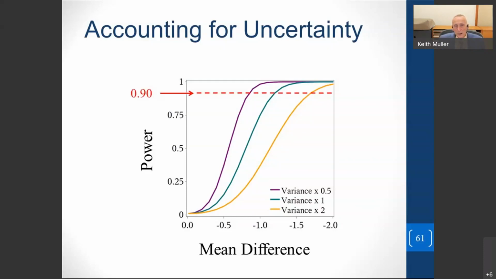If we're looking for 0.9 power, we can have 0.9 power against what are radically different mean differences, because the intersection point for the purple curve is at about 0.7, and the intersection for the teal middle line is about 1.0, and it's about 1.5 for the gold line. So it really makes a difference which variance you have. And that's why we have to do what ifs. What if the variance is more or less?